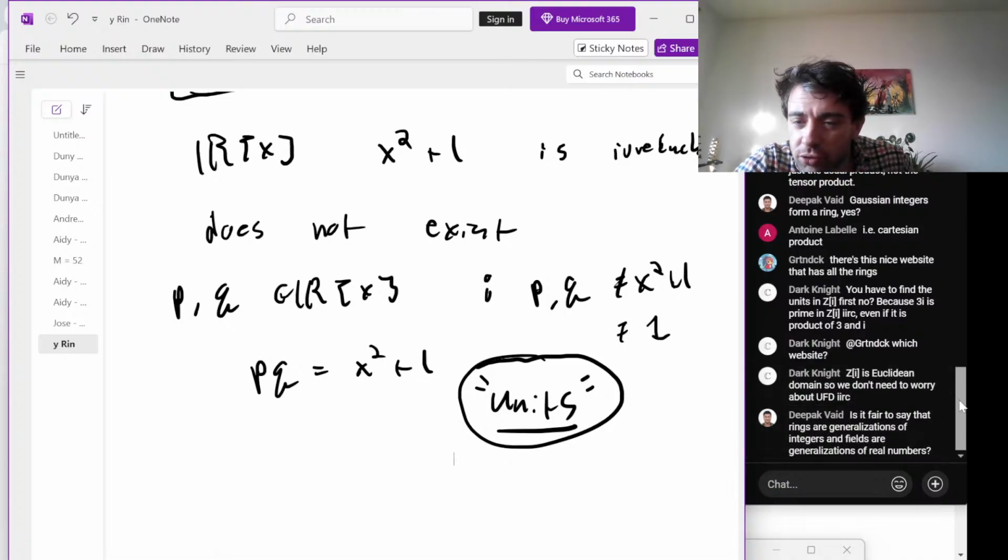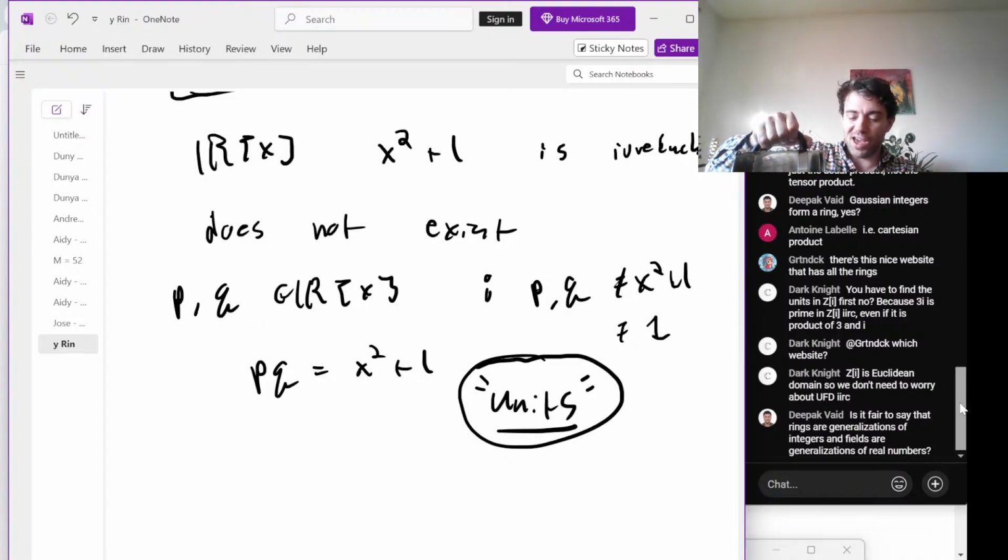Is it fair to say rings are generalizations of integers and fields are generalizations of real numbers? I think so. That wouldn't be a terrible way to think about it. Historically, the integers were one of the first rings we really studied, and the real numbers are the most concrete real-world examples of these things. So definitely that's what we had a grip on first, and then we later went on to study other things. So that's a bit about that.